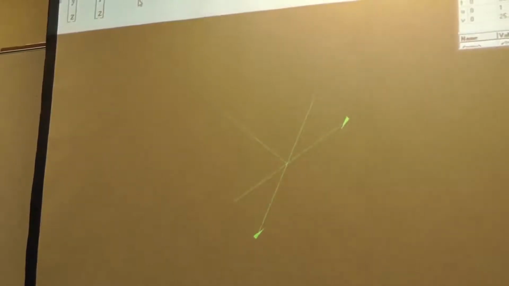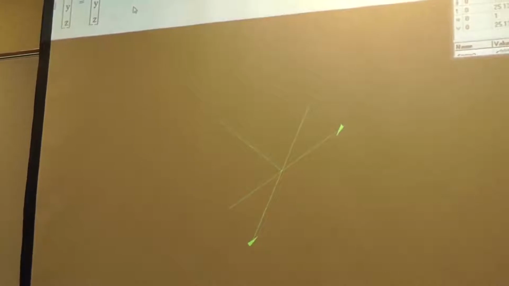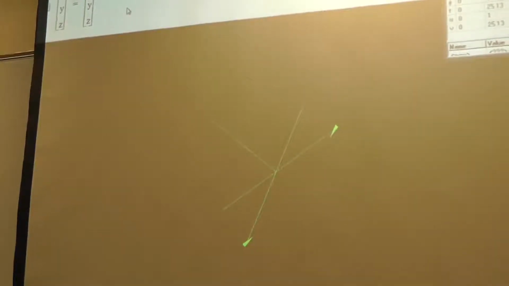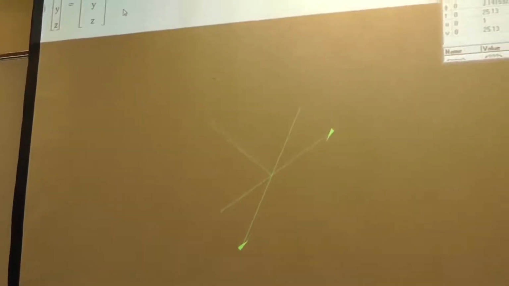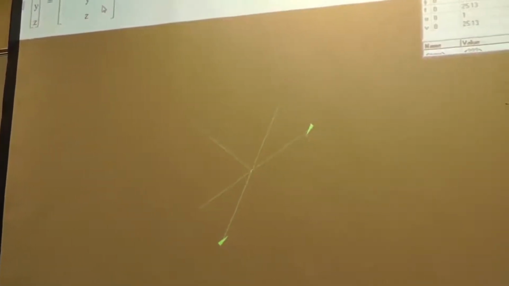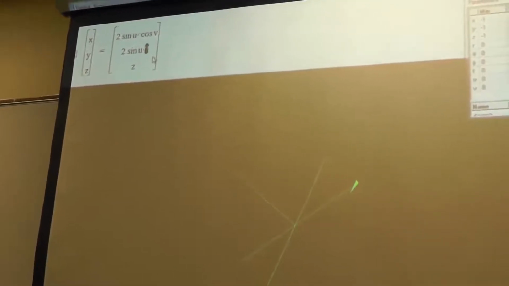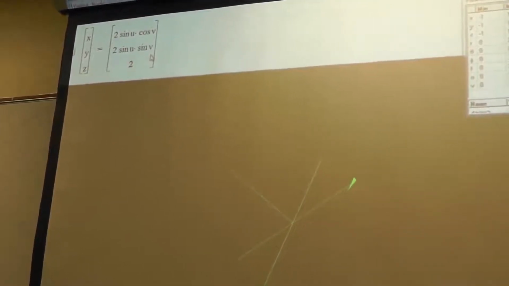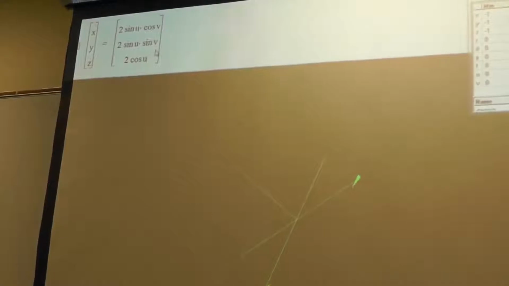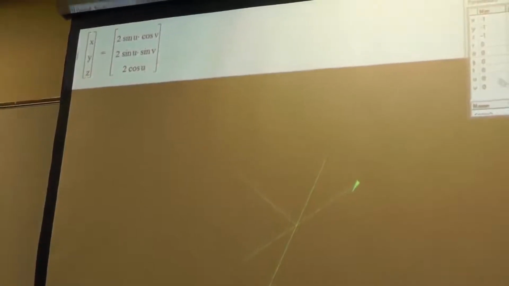So let's see. This one, I'm going to have to use u's and v's here, so sorry about that. Sine u times cosine v, and then 2 sine u times sine v, and then 2 cosine u. So I'm letting u play the role of phi, and I'm letting v play the role of theta.